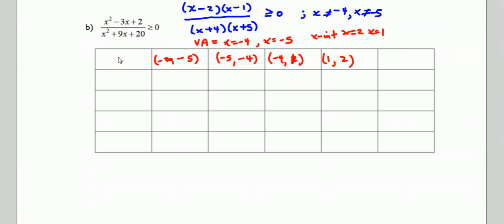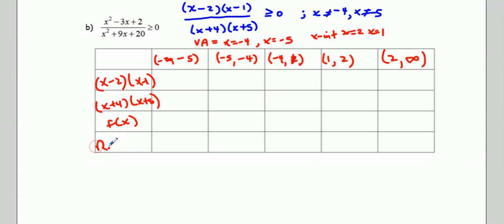Okay. So the last one there is 2 to infinity. Okay. So I'm going to write this as x minus 2 times x minus 1. So I've just taken the whole numerator. Gonna take the whole denominator. It's spilling over here. This is going to be the whole thing, so we could call this f of x because I don't have enough room. And we want our result to be greater than or equal to 0.